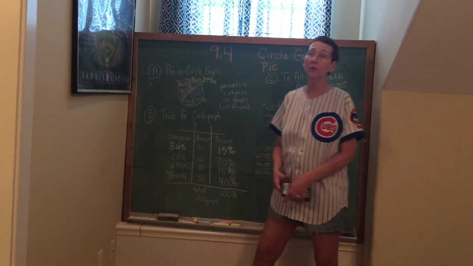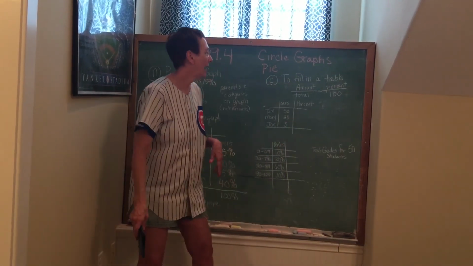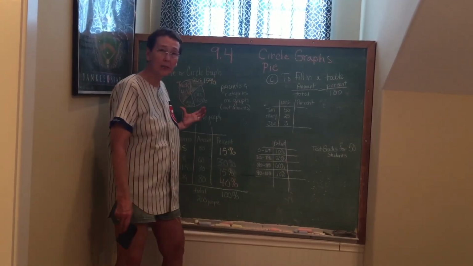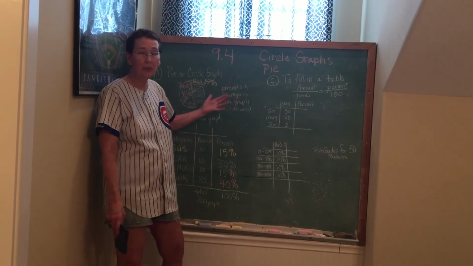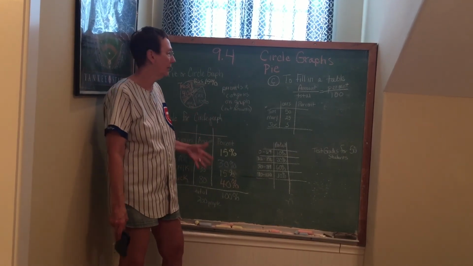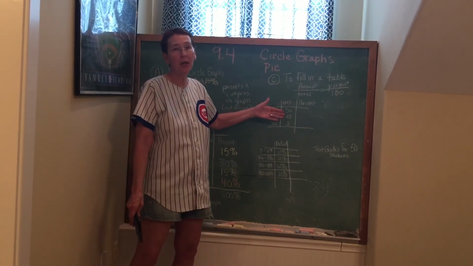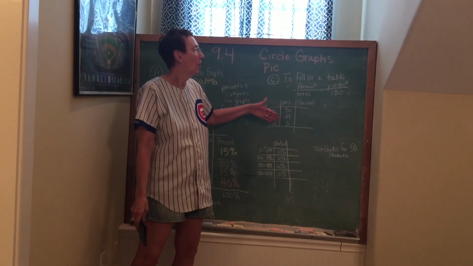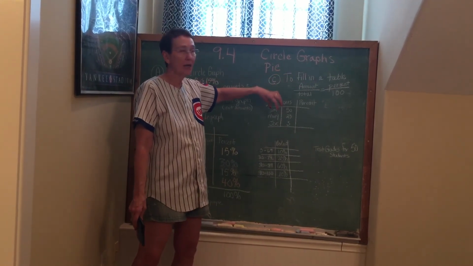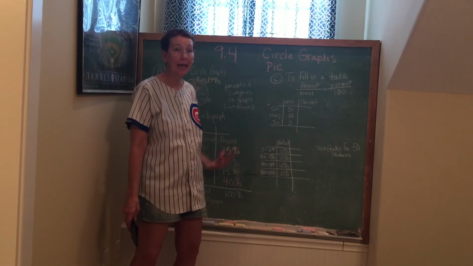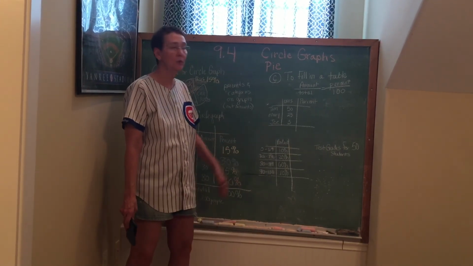So what they're going to ask you to do now is maybe read a graph and tell them how many people did a certain thing or what percent did something, or they might give you a table that's partially done, or a pie graph that only has part of it and you have to finish filling in the table. So let's talk about these two examples.